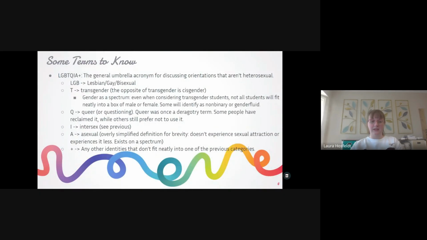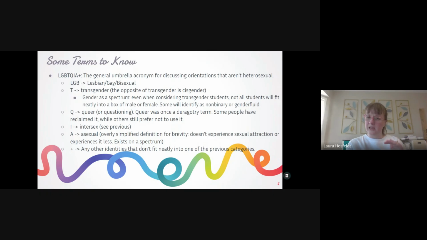Generally speaking, when you're looking at the LGBTQIA umbrella, the LGB stands for the lesbian, gay, bisexual group that most people think of. T stands for transgender. The opposite of that would be cisgender. And of course, whenever you're working with transgender students, not all of them are going to neatly fit into a box of male or female. Some may identify as non-binary or as gender fluid.